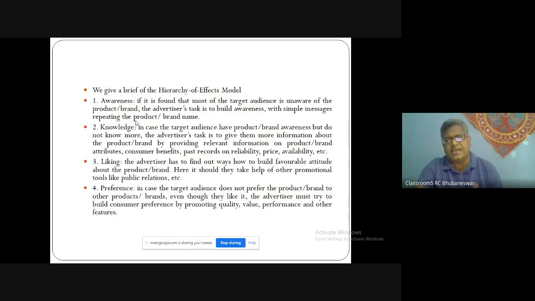These are some attributes. And next one is liking, and to find out how to build a favorable attitude about the product or brand. Another one is preference, and sometimes they do not prefer the product or brand over other products. They can prefer it as regards promoted quality, value, performance, and other features. So these are the concepts of the hierarchy of effects model. But this is a model which I have already discussed some time ago also.